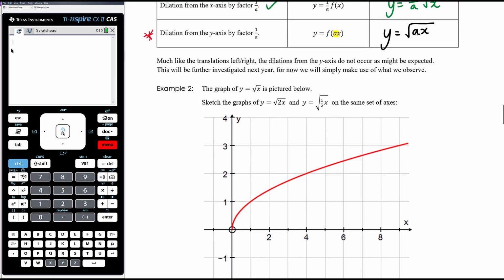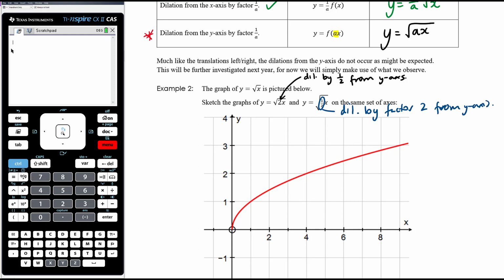Okay, so let's use that knowledge then to sketch a couple of graphs here. So we've got y equals the square root of x pictured below, and we want to sketch the graph of y equals square root of 2x. So this one is going to be dilation by factor of a half from the y-axis, whereas this one is going to be dilation, I might use a different colour for that one, let's do that one in blue. So this one is going to be dilation by factor 2 from the y-axis.